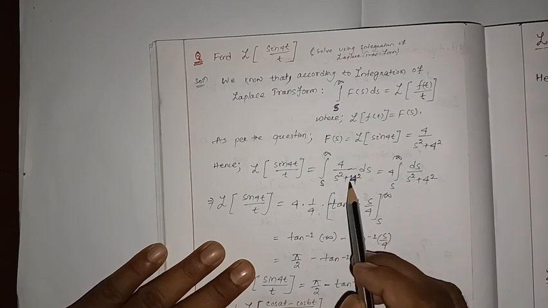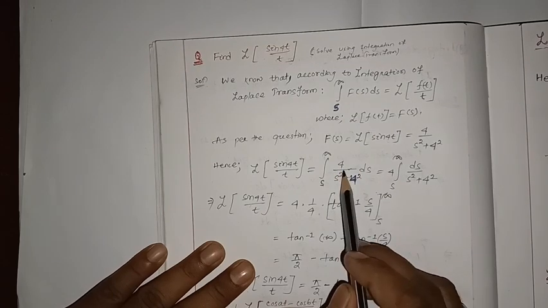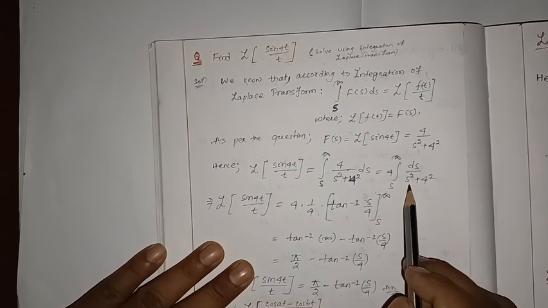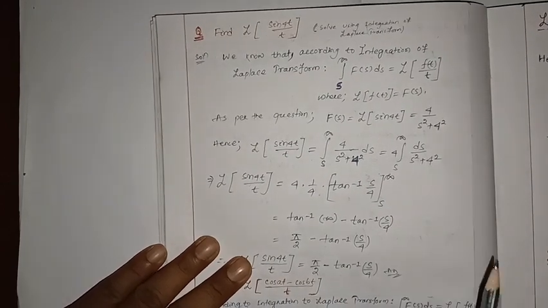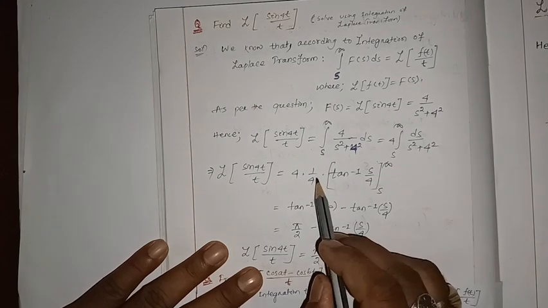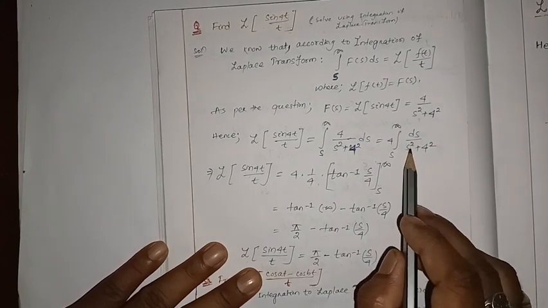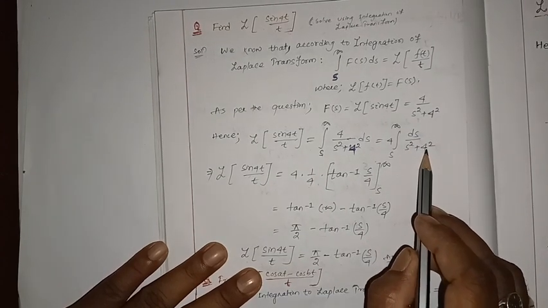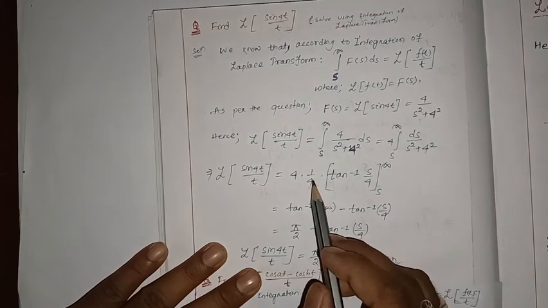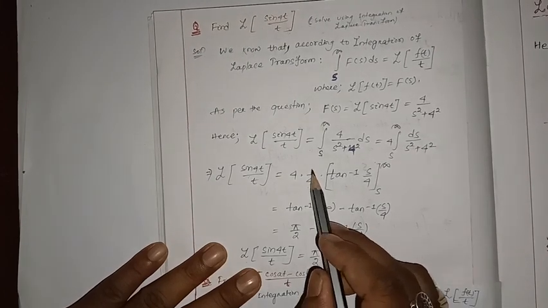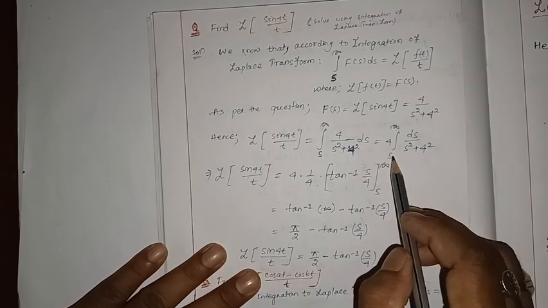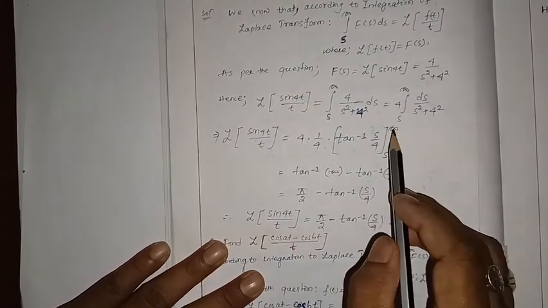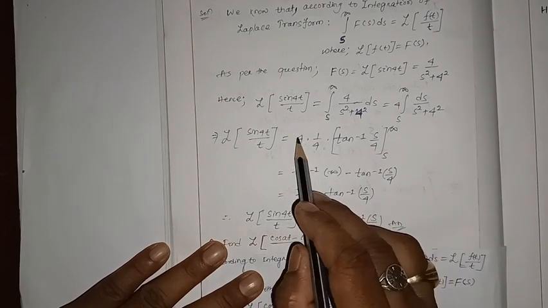Now we are going to integrate this. 4 is constant, taken outside, so ds by s square plus 4 square. If I integrate this one, I get 1 by 4 tan inverse of s by 4, with the limit s to infinity. Now we are going to put in the limits. Here the 4 got cancelled.